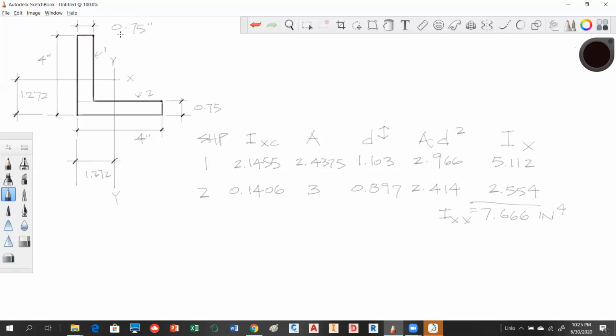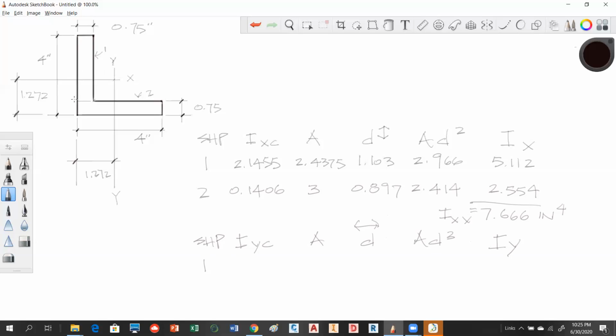Okay, so again, we're looking at this way, loading it here or here. Now we're going to look at it coming in this direction. So we're going to basically rotate it 90, if you will. I Y C, area, D, which is going to be going in this direction, A D squared, I Y. So shape 1, now we're looking at shape 1.